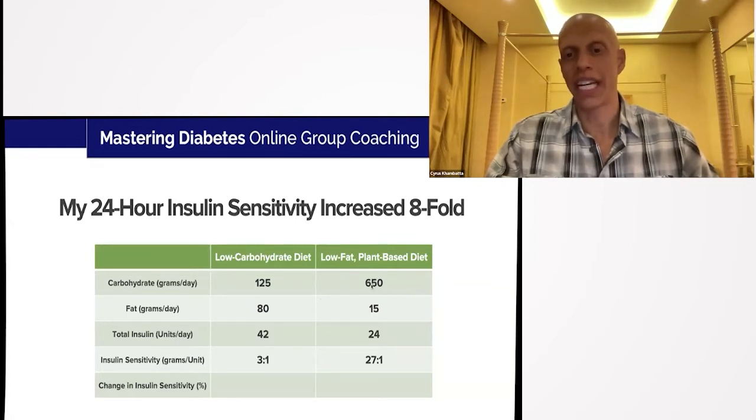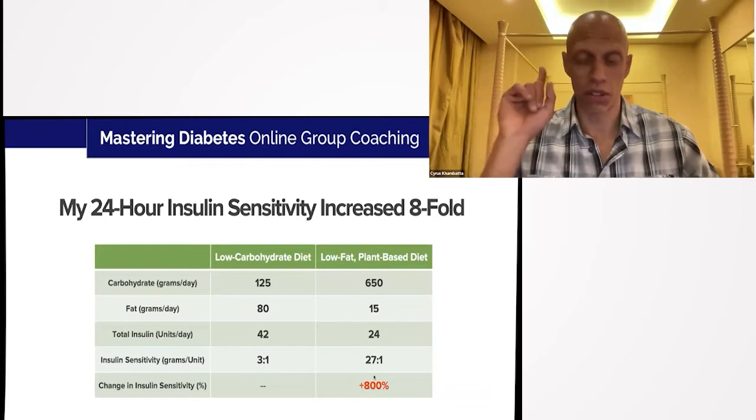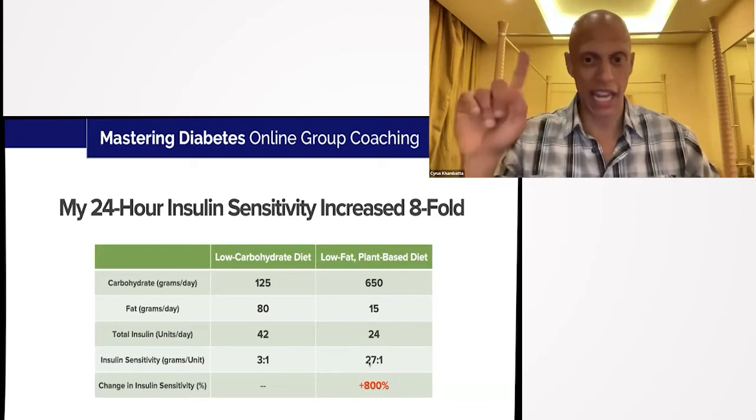If you do the same calculation on the right-hand side, 650 divided by 24 is now 27 to 1. So at the beginning of this process, 3 grams of carbohydrate equaled 1 unit of insulin, and now 27 grams of carbohydrate equals 1 unit of insulin. This is a huge change. This is a massive change. What that means is that my insulin sensitivity went from a 3 to a 27, which is actually an 800% increase in insulin sensitivity.